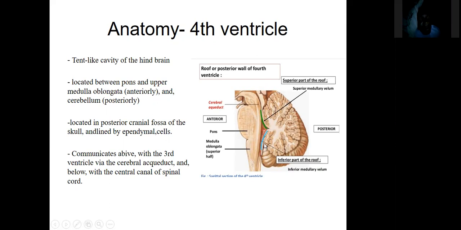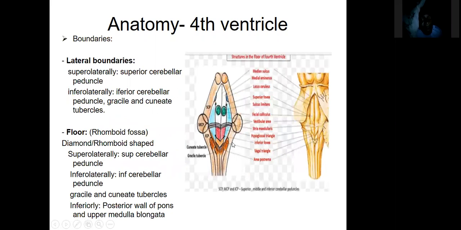It communicates above with the third ventricle through the aqueduct of Sylvius, and inferiorly it's continuous with the central spinal canal. So it too has boundaries. We have lateral boundaries. Superolaterally, we have the superior cerebellar peduncle here. Inferolaterally, we have the inferior cerebellar peduncles.